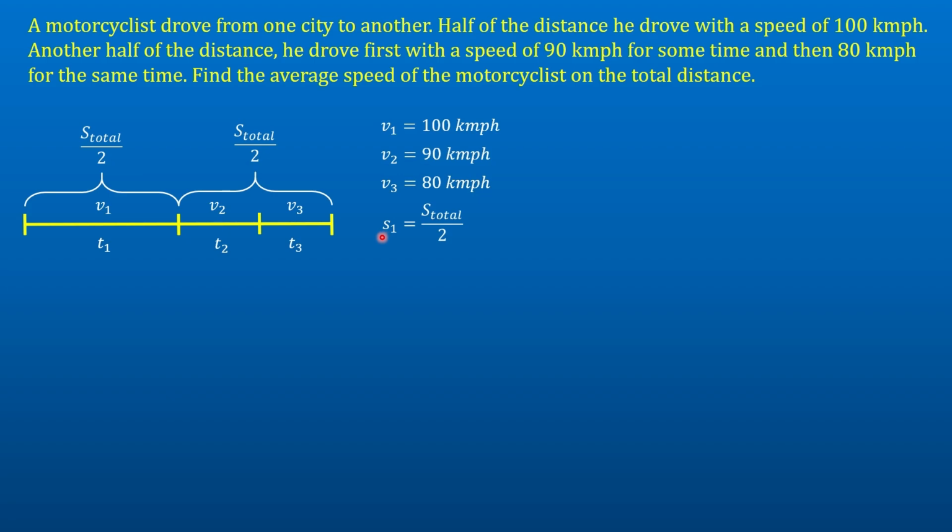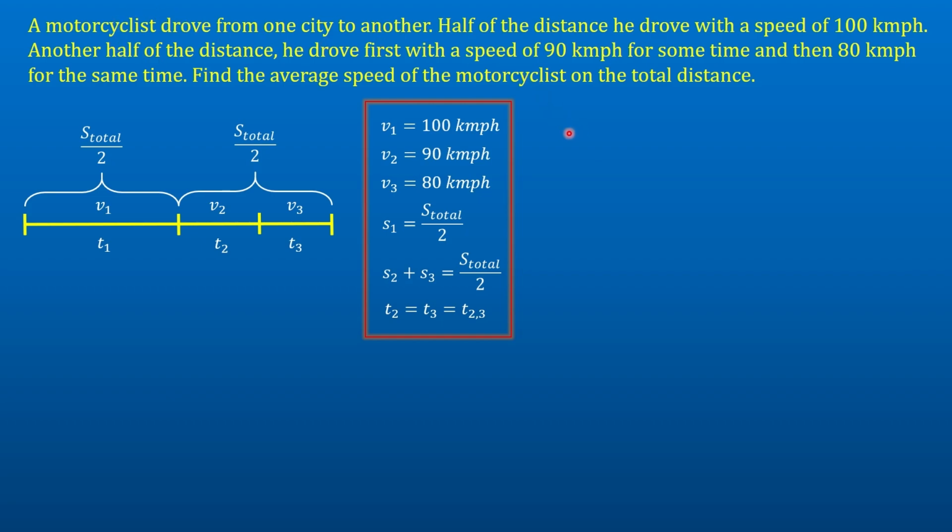So we can write that S1 equals S total divided by 2, and that S2 plus S3 equals S total divided by 2. It is also given that T2 equals T3. So let's write that T2 equals T3 and equals T23. So this is what we know from this problem.